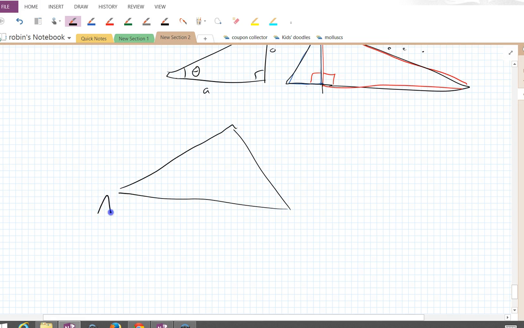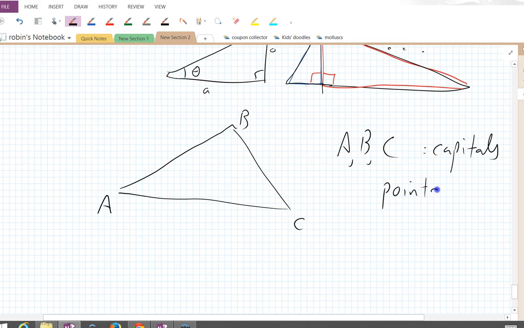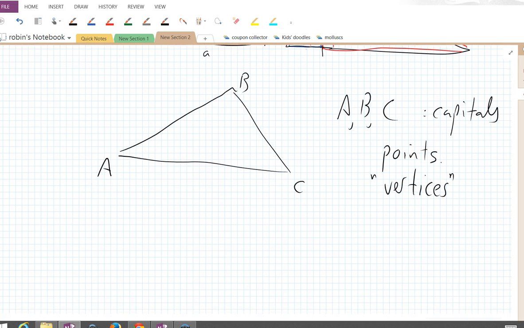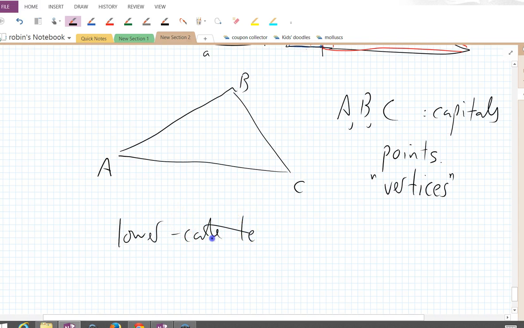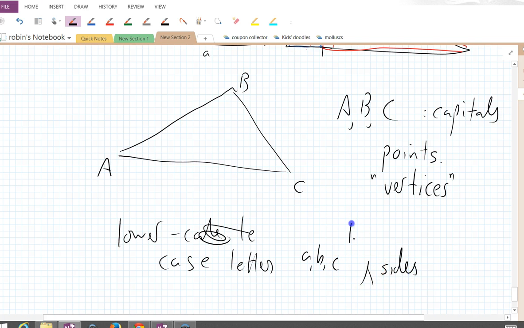So I'm going to call the points A, B, and C. A, B, and C, capital letters, are the points, or the vertices, I guess the correct way of calling them is. They're the capital letters, right? Now, the lowercase letters a, b, and c, they are the sides, or the lengths of the sides.